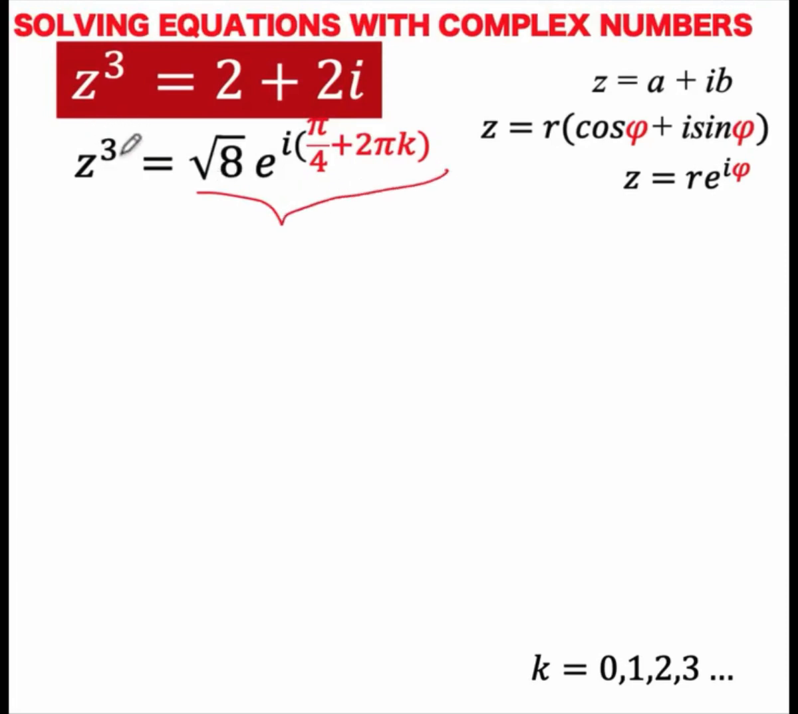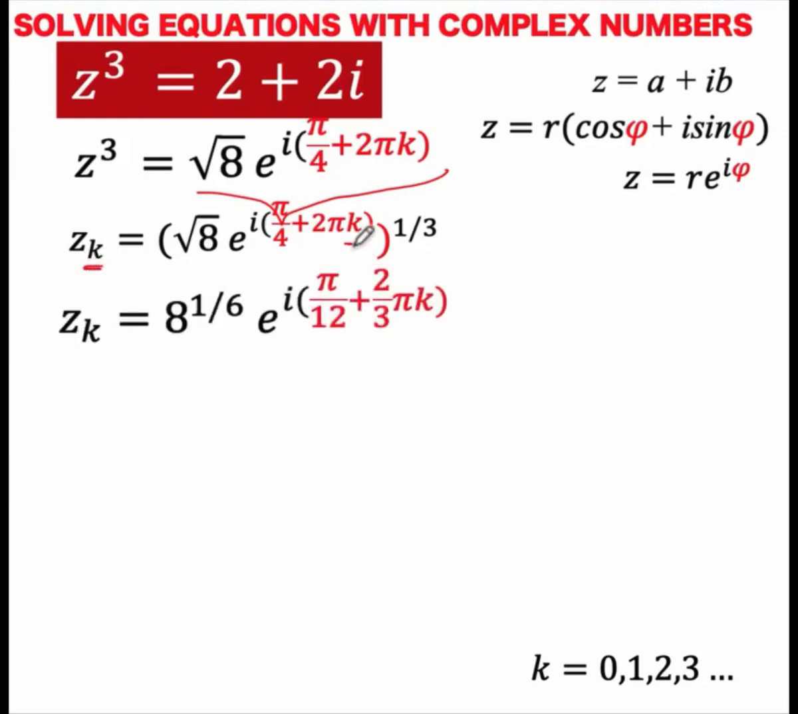Since this is exponent 3, we can eliminate the exponent 3 by raising both sides of this equation to exponent 1/3. So let's do that. If we raise this to 1/3, that becomes z only, then we raise the right side to 1/3, but this k must be defined to be k equals 0, 1, 2, 3, and so on. And therefore, the solution that we arrive at here would depend on what is that particular value for k.